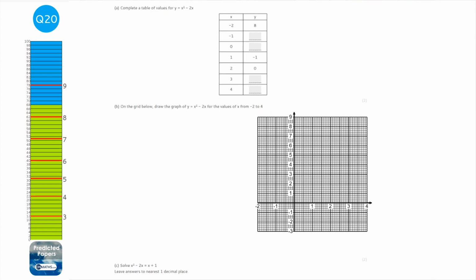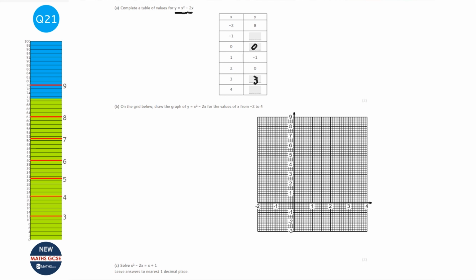Okay, so we're given an equation here, y equals x squared minus 2x, and we've been given a partially filled out table. So the first thing we're going to do is just complete the table. If x is 0, then x squared, 0 squared, is 0, minus 2 times 0 is just 0. So that's a nice easy one to start. Let's work our way down. 3 squared is 9, take away 2 times 3, which is 6. So 9 take away 6 is 3.